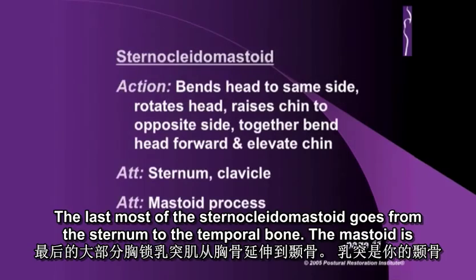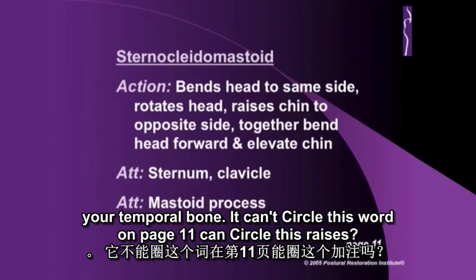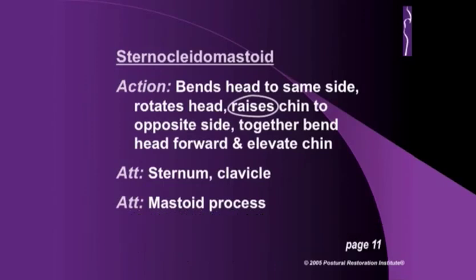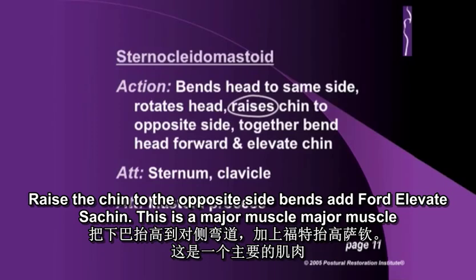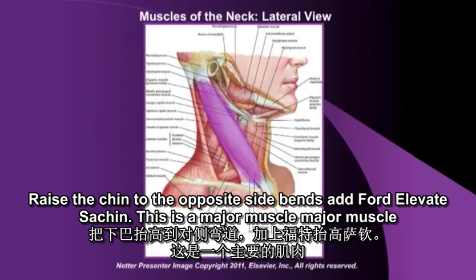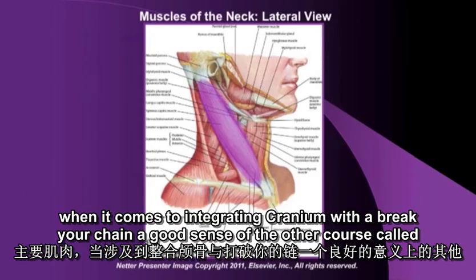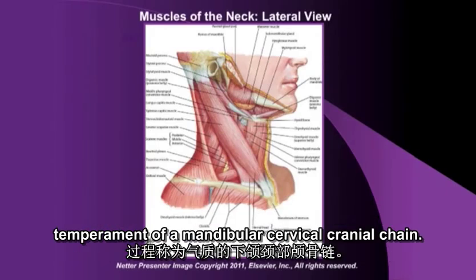And the last muscle is the sternocleidomastoid. Goes from the sternum to the temporal bone. The mastoid is your temporal bone. Can you circle this word on page 11? Can you circle this word? Raises. Raises the chin to the opposite side, bends the head forward, elevates the chin. This is a major muscle when it comes to integrating cranium with the brachial chain. It gets into the other course called temporomandibular cervical cranial chain.